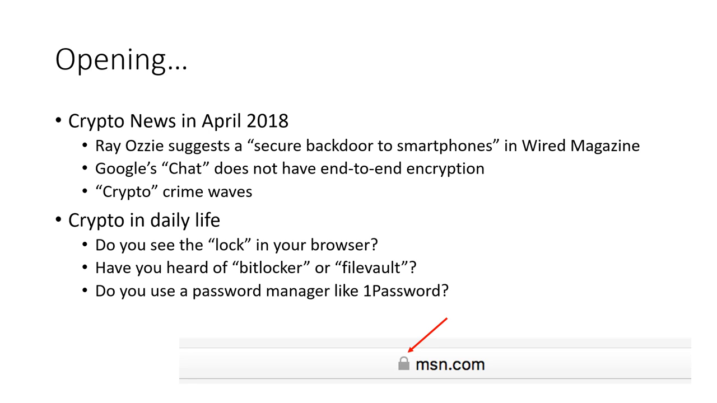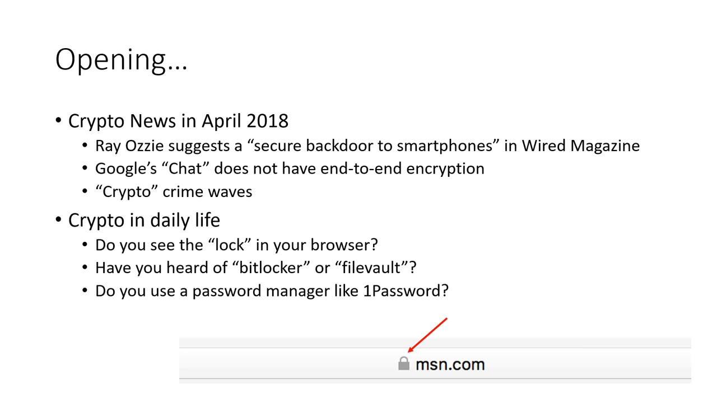Also, most of us have several accounts on the internet, maybe tens, maybe even 100. And for all of these accounts, we somehow need to remember passwords. And that's a huge problem for us. So many of us use password managers.